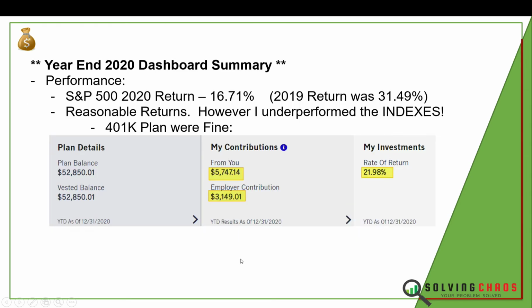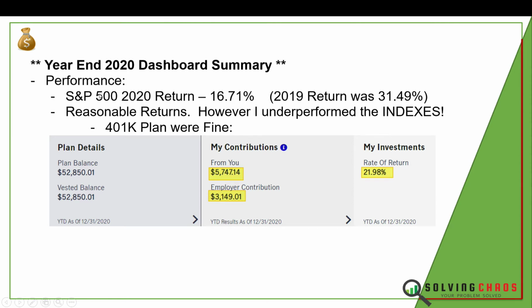Here is one of the first ones, 401k plan. I put in $5,700. My employer match gave me $3,000. My balance hit a new all-time high for this account, $52,000. I've been here a few years, and my rate of return is pretty good.